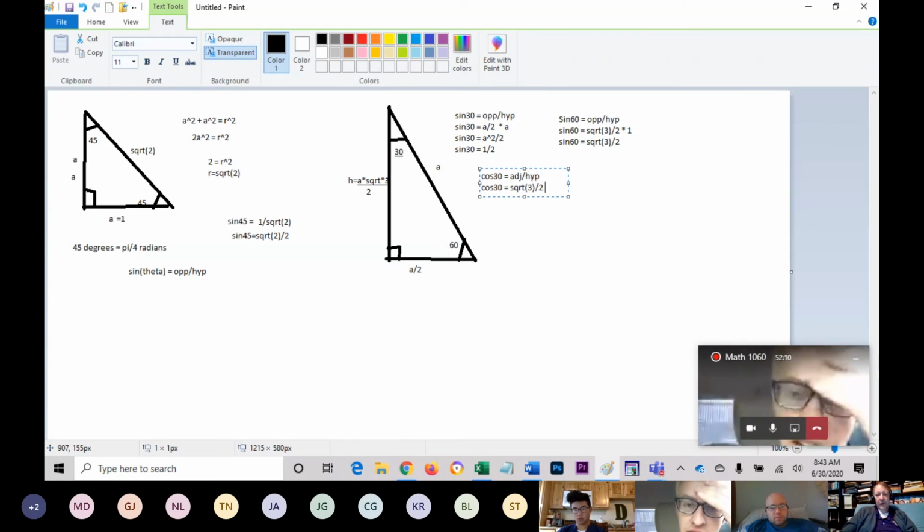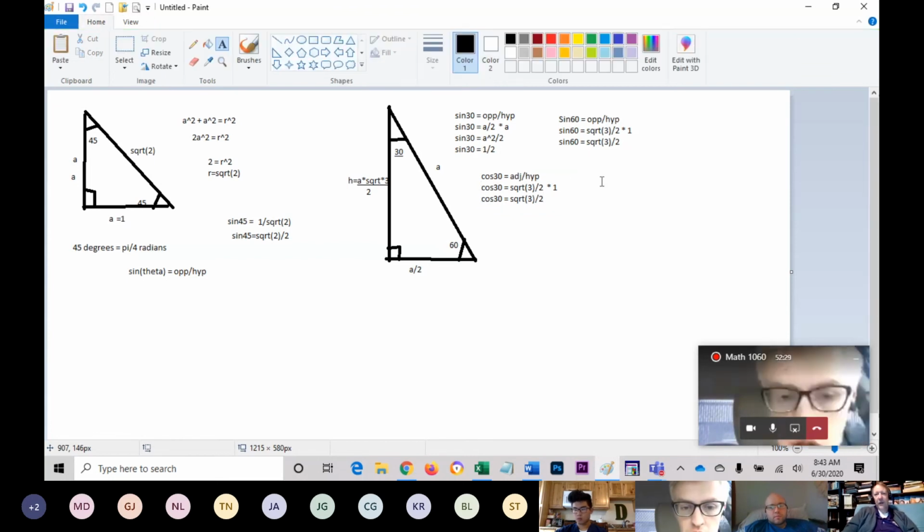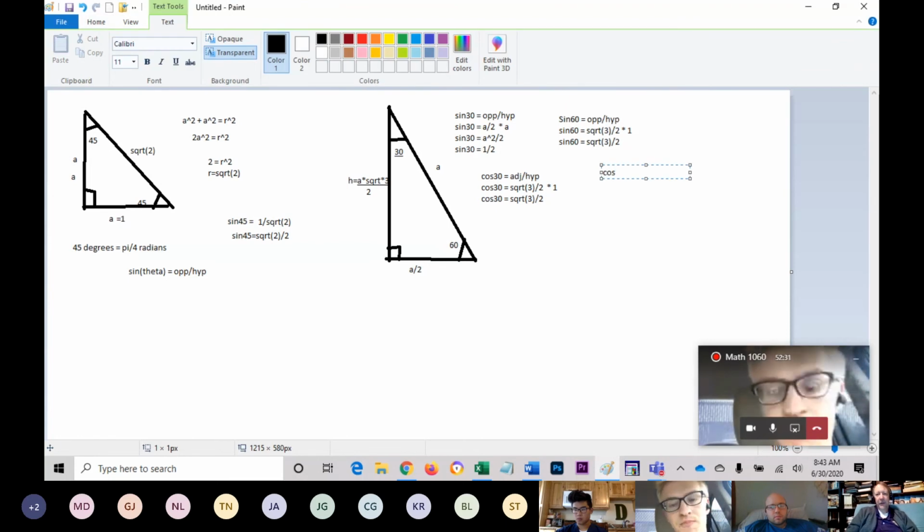Over 2 times A, which would be 1. Okay, so in this case, the cosine of 30 is going to equal just plain square root of 3 over 2. Okay, well done. Let's do the cosine of 60 degrees now.